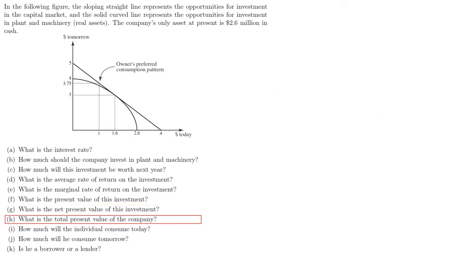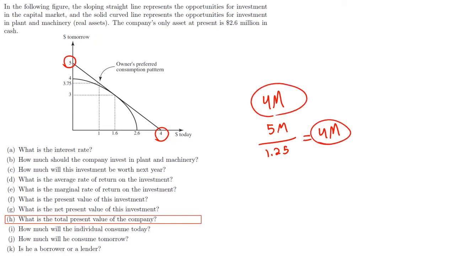Next, what is the total present value of the company? Well, if we took everything today, we could have $4 million. Hence, that is the total present value of the company, $4 million. Another way to look at it is, if we invested everything we had, we could have $5 million tomorrow. That's the max. 5 million divided by 1.25 as the interest rate is $4 million. So again, $4 million. Two different ways of looking at it.